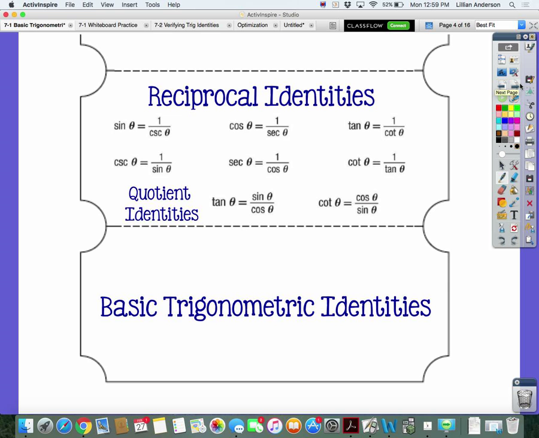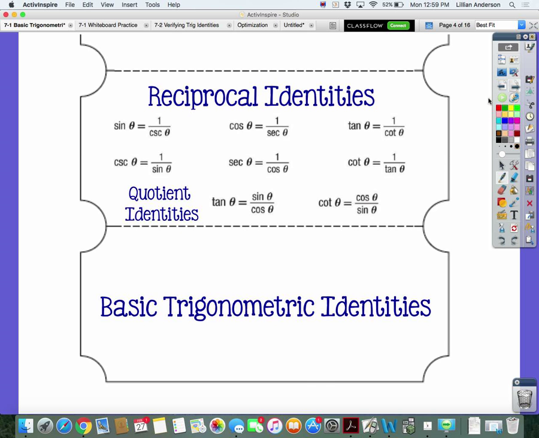Sine is the reciprocal of cosecant. Cosecant is the reciprocal of sine. So sine theta equals 1 over cosecant theta. Cosecant theta equals 1 over sine theta, and so on and so forth. You have your quotient identities, where tangent theta equals sine theta over cosine theta, and then cotangent, which is nothing but the reciprocal of tangent, which is cosine theta over sine theta.